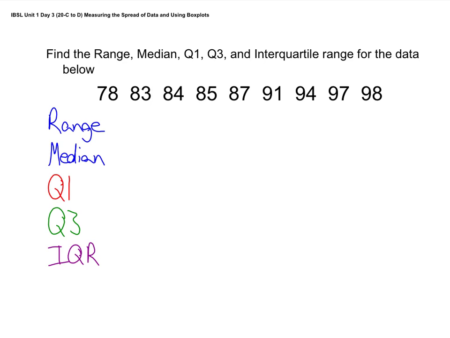So, real quick here, we're going to try two of these. What would our range for this data be? I already put them smallest to largest because I assume you can do that by now. Our range is 20, from 78 to 98. What would our median be? 87, that's our middle score here.